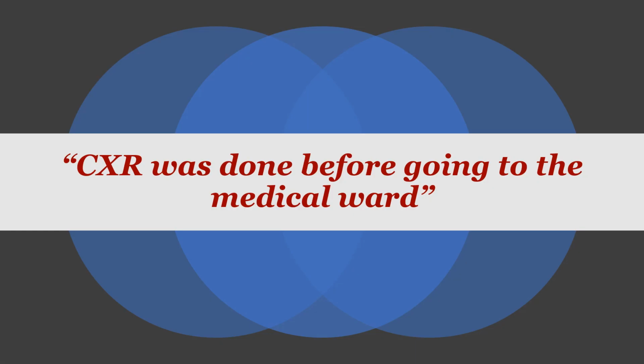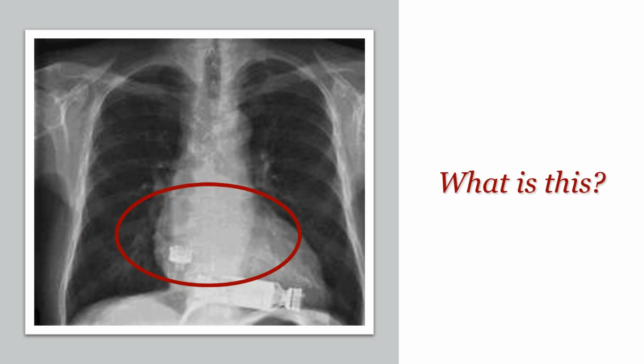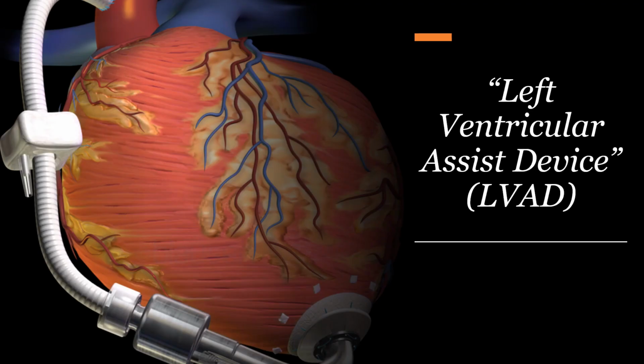So a chest x-ray was done just before moving the patient to the medical ward, and I had a look at the chest x-ray, and this is what I found. This was the chest x-ray, and it had this big surprise, weird thing there, and the question was, what is this? Today we're going to cover the answer to that question. And the answer is, this is an LVAD, a left ventricular assist device. So let's talk about this interesting device.